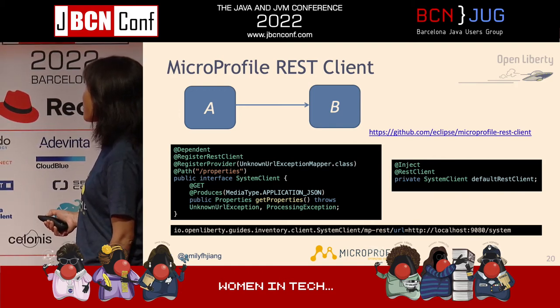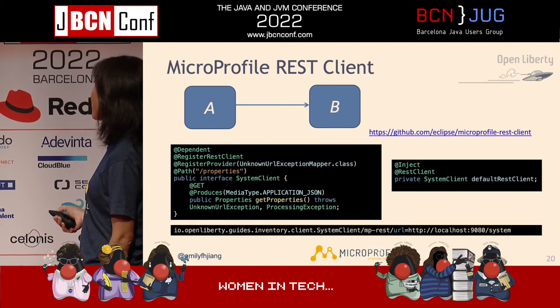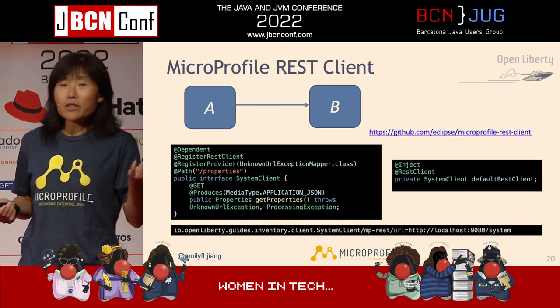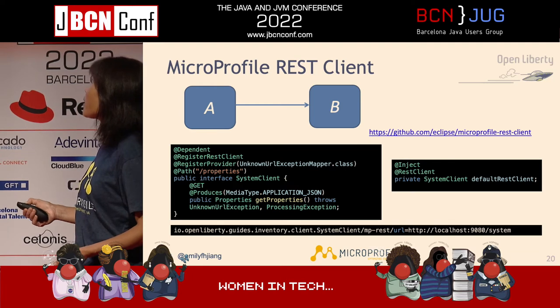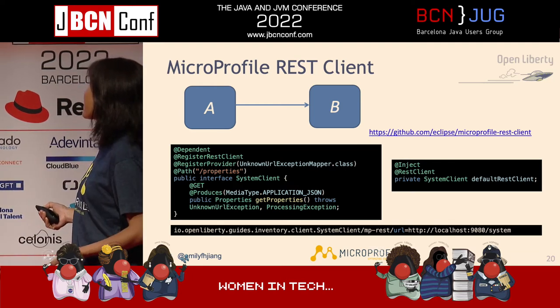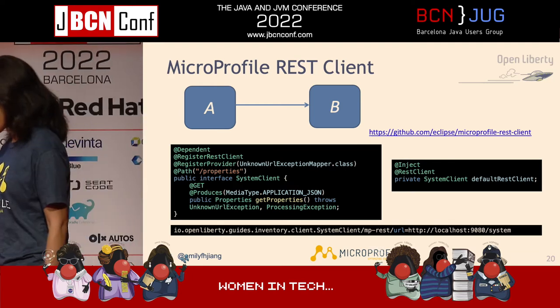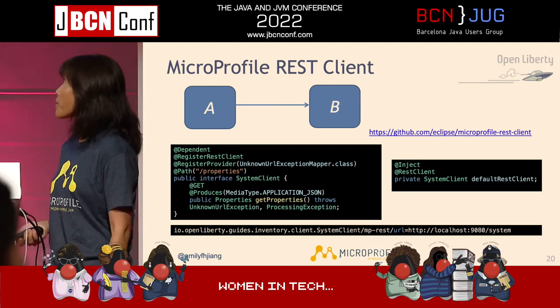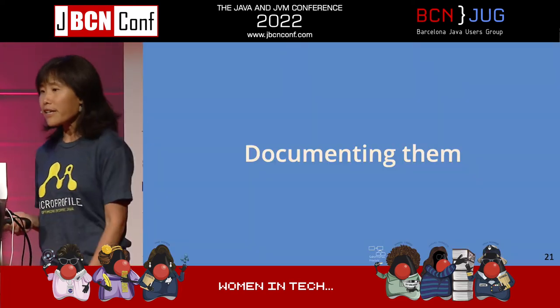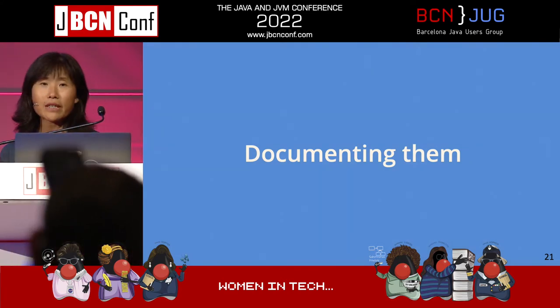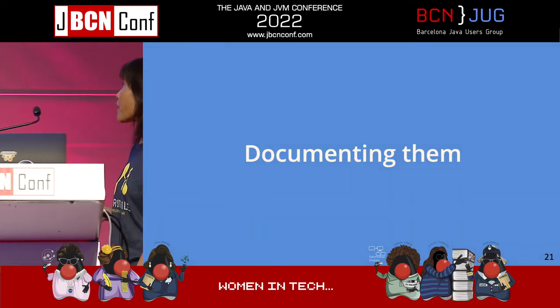And then slash mpres slash URL, this is your backend. So when service A is trying to call service B, it finds it and directly calls into service B. So this is how you can connect them. The next thing is how you can document these microservices.